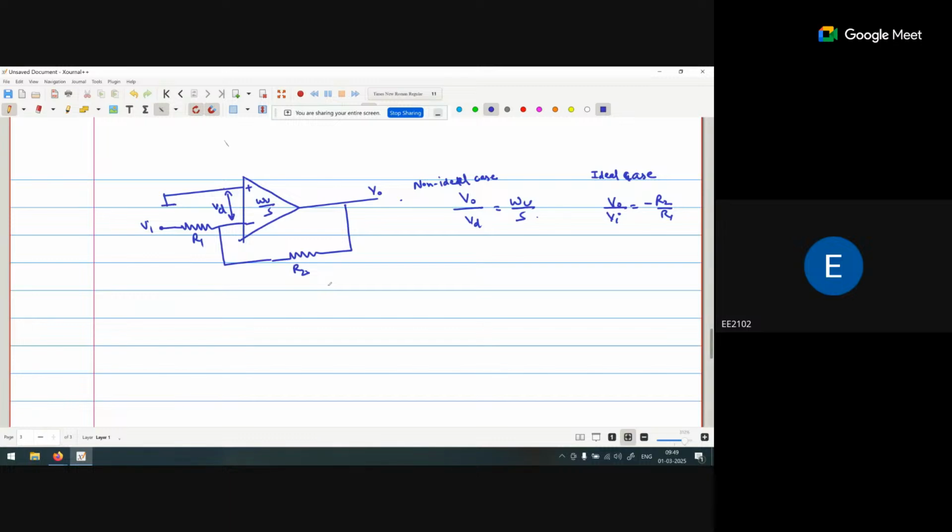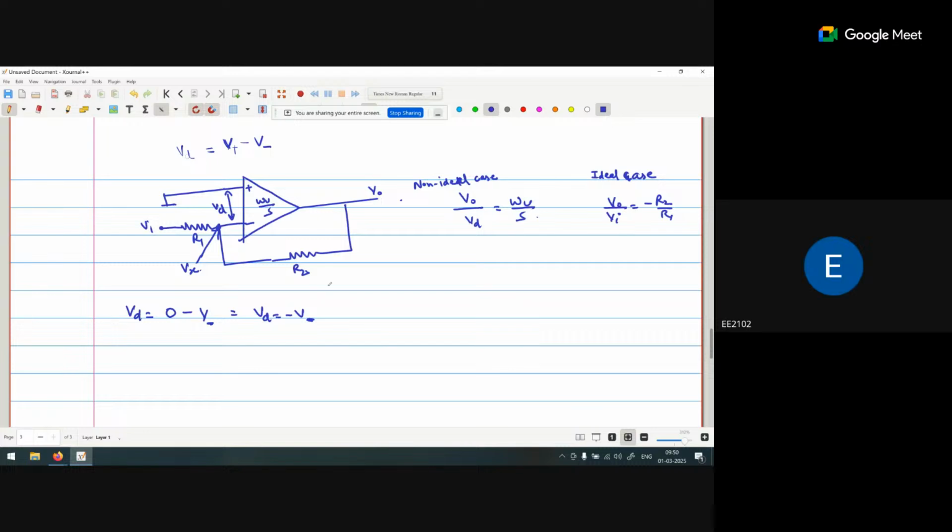That is the voltage at the positive terminal minus the voltage at the negative terminal. Now Vd is equal to the voltage at the positive terminal, which is 0 because it is connected to ground, minus the voltage at the negative terminal. So Vd is nothing but minus V negative. Now we are going to calculate the negative voltage. Suppose I assume this voltage is Vx.